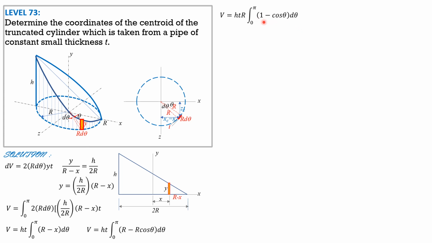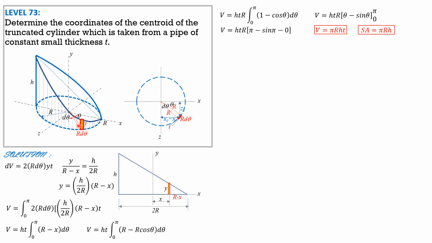So that would be integral of 1 d theta is theta, integral of cosine is sine theta. So volume equals htr, quantity theta minus sine theta from 0 to pi. So remember, sine of pi is 0 and sine of 0 is 0. So pi minus 0, so this is just pi. So volume therefore is htr times pi, or simply pi rht. So that's the volume. The surface area therefore, divided by t, is pi rh. So that's the expression for surface area.